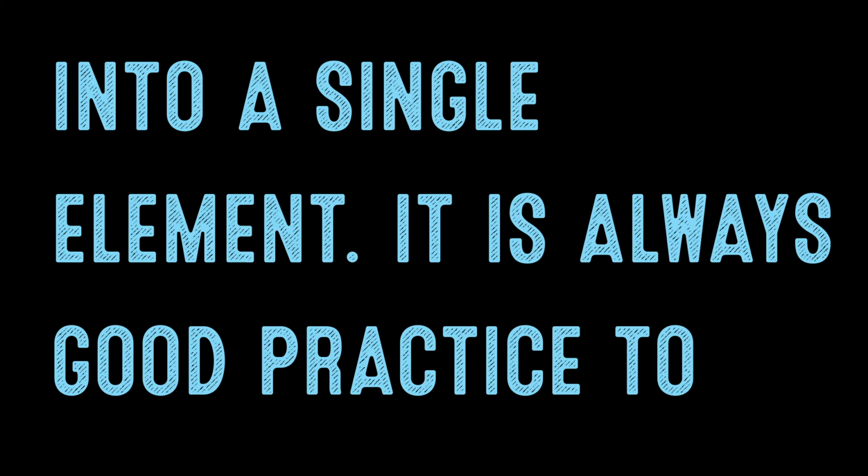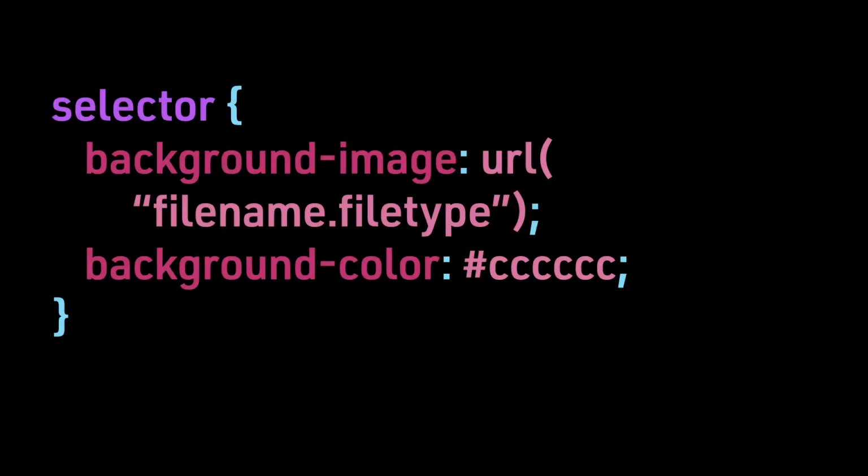It is always good practice to set a background color for the element as well, just in case the image is not available. To set the background image, we use this syntax. URL indicates we will tell the browser where to find the image. In this example, we have also set a background color, a light gray color.